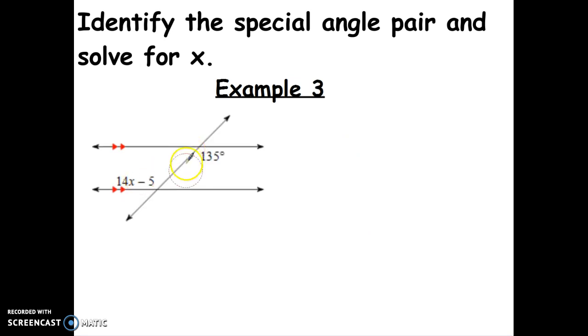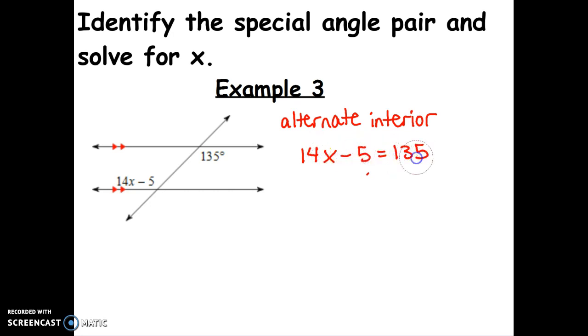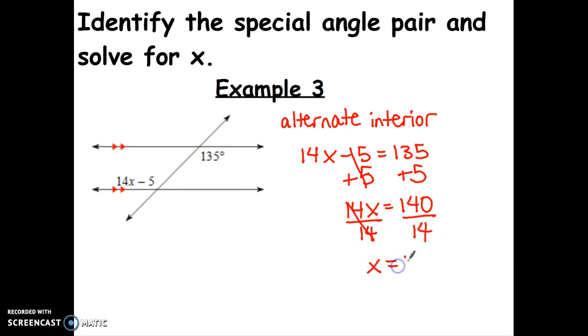Example 3. These angles are inside of the parallel lines, but on opposite sides of the transversal. So these are alternate interior angles. And alternate interior angles are congruent. So that means we will set them equal to each other. So 14x minus 5 equals 135. Now let's add 5 on both sides. So 14x equals 140. Let's divide 14 on both sides. So x equals 10.